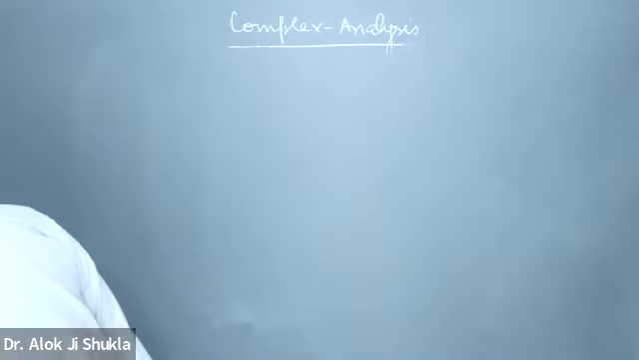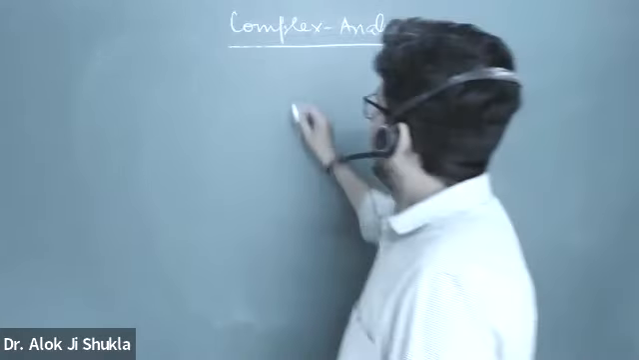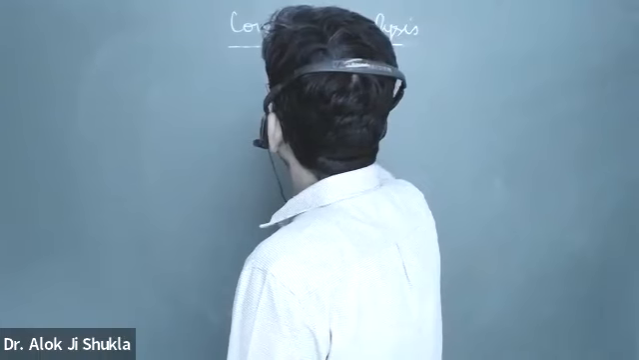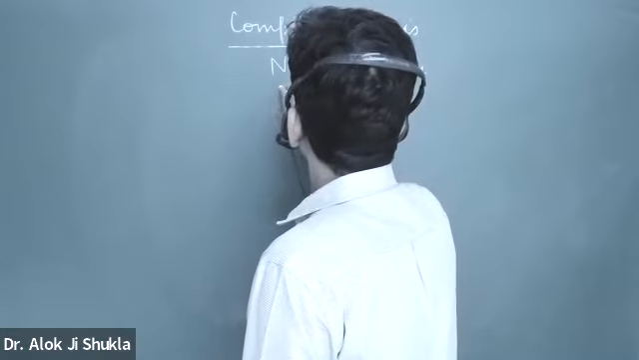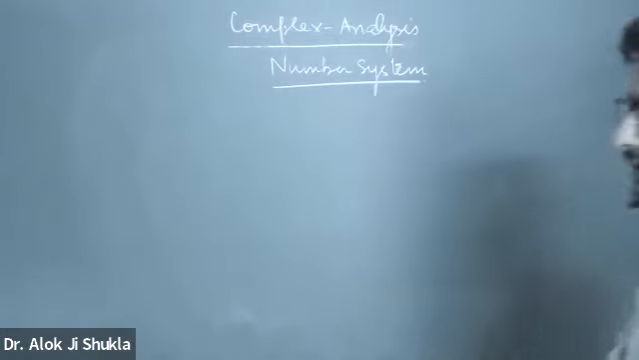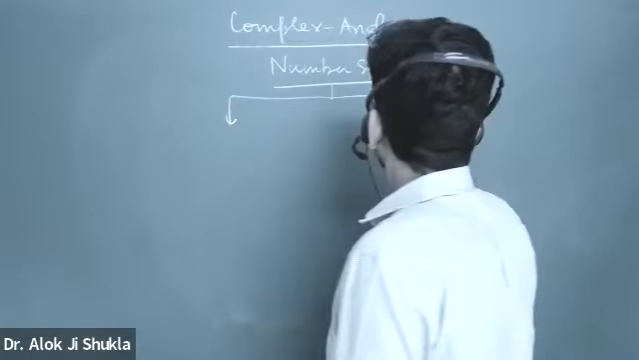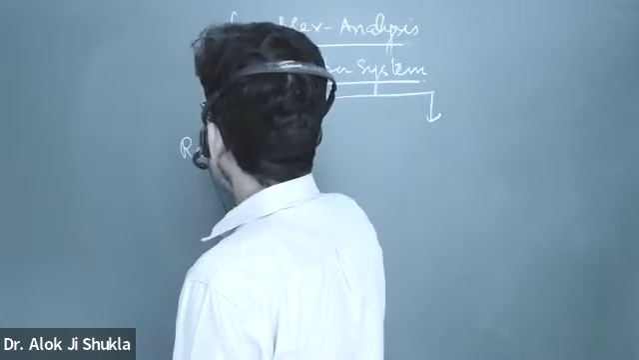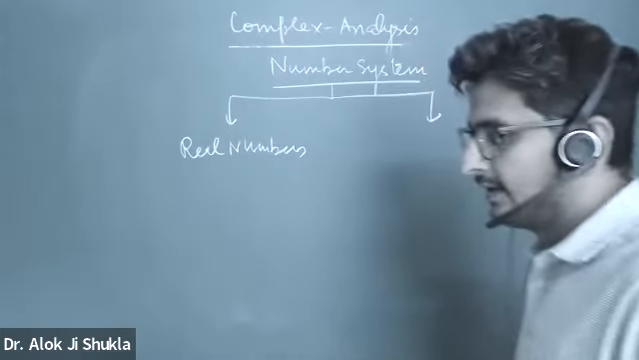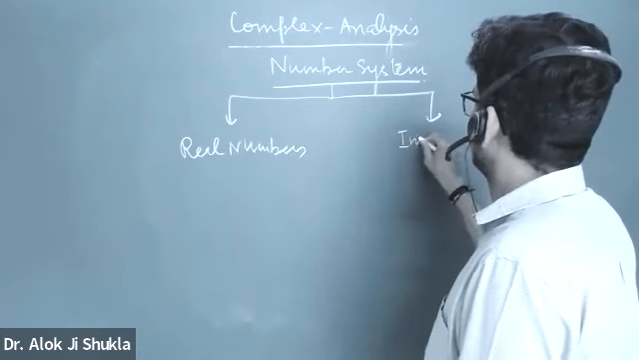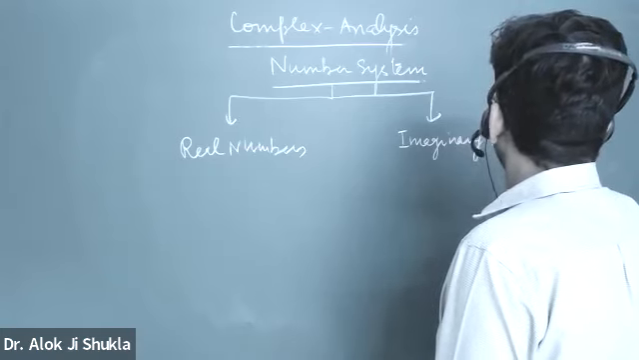Okay, so we know that the number system that we have can be divided broadly into two parts, and one is having real numbers and another is having imaginary numbers, right? Imaginary numbers.